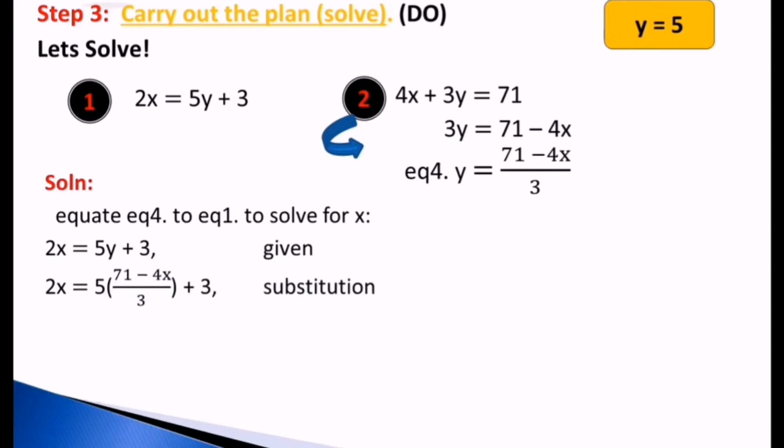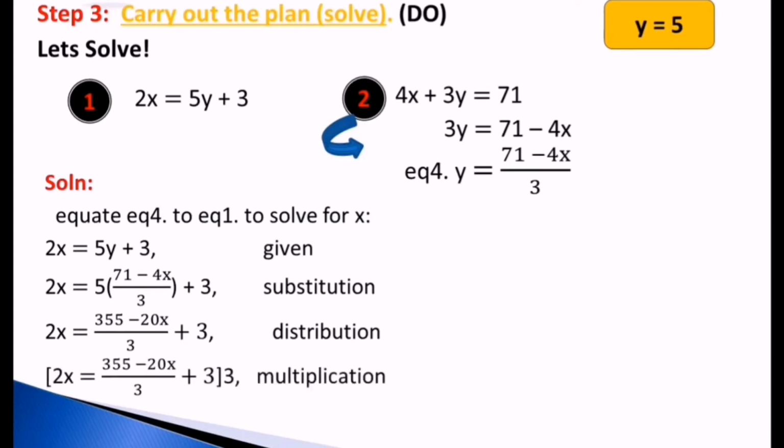Then right after that, we're going to distribute 5 to all the terms inside the parentheses. So we have this product. And then again, it's hard for us to solve the equation if it has a denominator, or one of the terms is in fraction or rational form. So we're going to multiply the whole equation by 3, that is by multiplication. Then right after that, we're able to remove the rational and everything is in whole number coefficients. So we have here 6x equals 355 minus 20x plus 9.